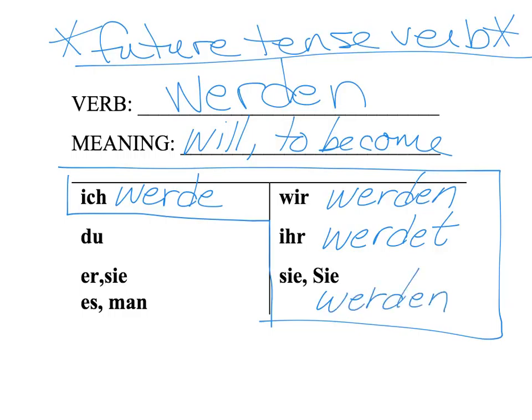Okay. Left side. Du doesn't even have the D in it at all. The D is gone. Okay, and it has a stem change. Okay, so we try that one. Du wirst. Good. And er, sie, es, man keeps the D, but no T ending. Okay, try that one. Wird. Okay.